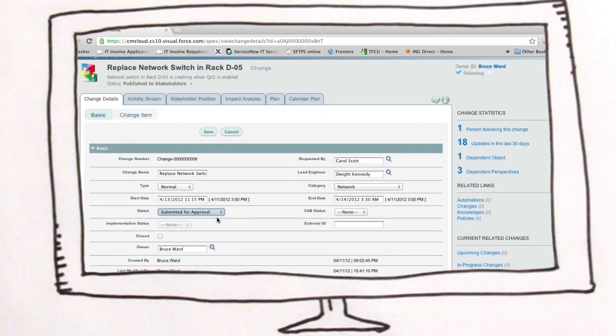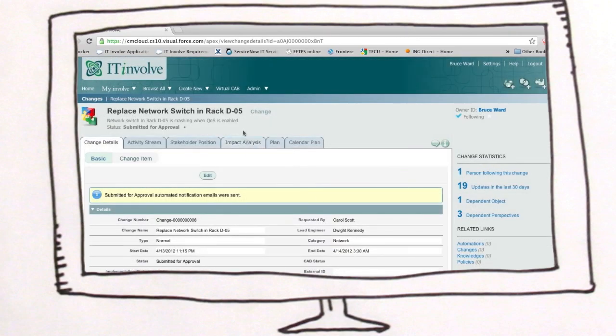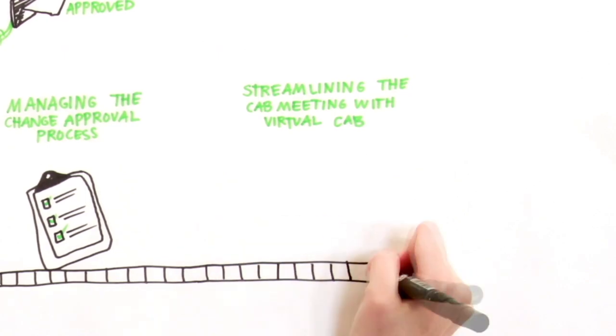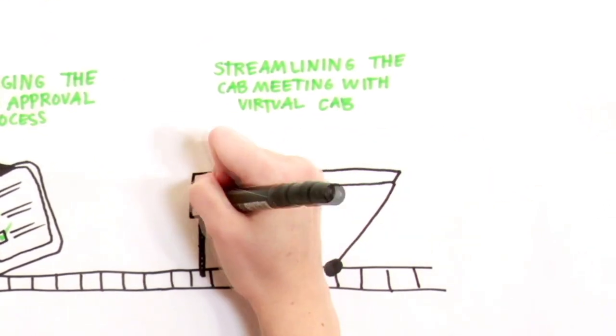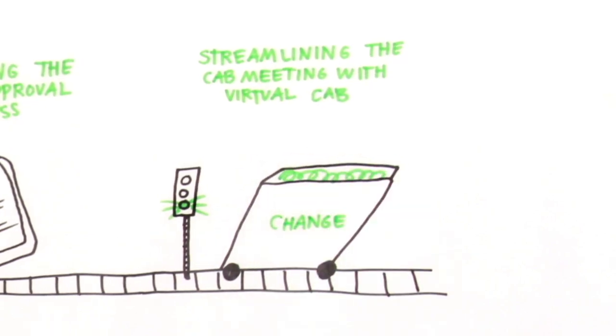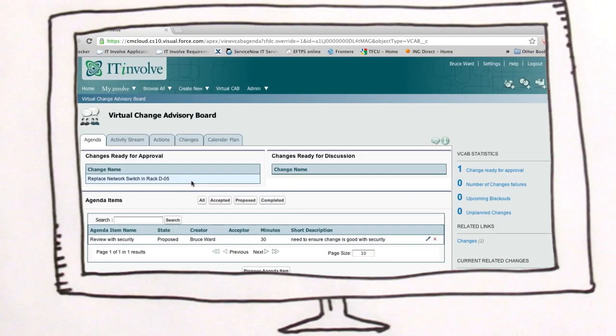Now that all stakeholders have approved the change, Bruce alters the status of the change to Submitted for Approval, which automatically places it in the VCAB. The VCAB is a place where CAB members can identify changes that are ready for their review and approval. Here we see that Bruce's change request is ready for approval.